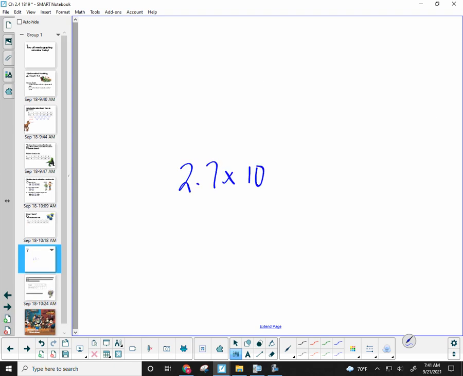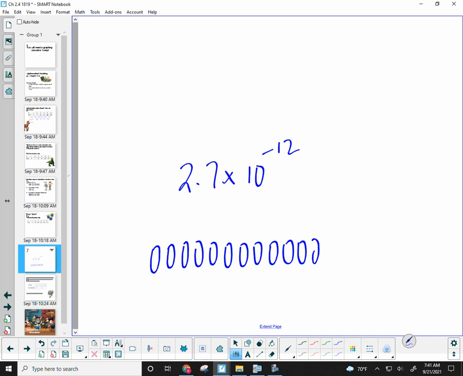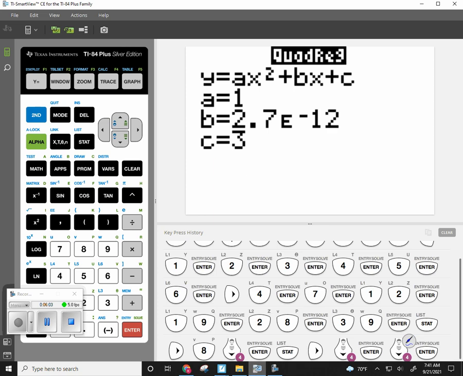2.7 times 10 to the negative 12. That wants me to go 1, 2, 3, 4, 5, 6, 7, 8, 9, 10, 11. It's referring to this number, right? What's it trying to be? It's just trying to be 0. Our calculators are only so good, but it's really saying that the b value is 0, and our c value is 3.